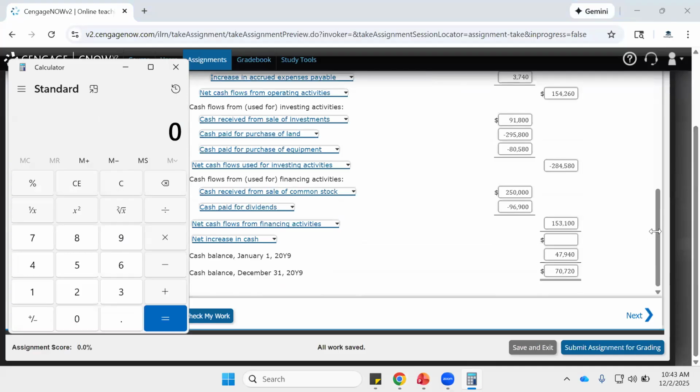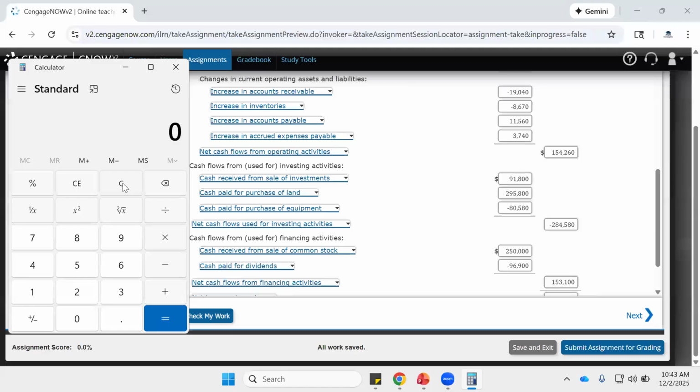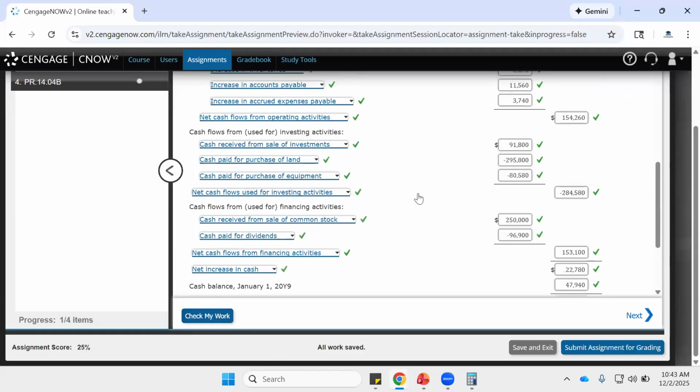And so what we'll do is we will add all of our numbers up. So we have operating cash flows of 154,260 minus 284,580 for investing activities, and then we add back 153,100, and we get 22,780 net increase in cash because it's a positive number. Then we take this year's ending balance minus the beginning balance. And as you can see, it's the same number. So we know that we did not miss any activities.